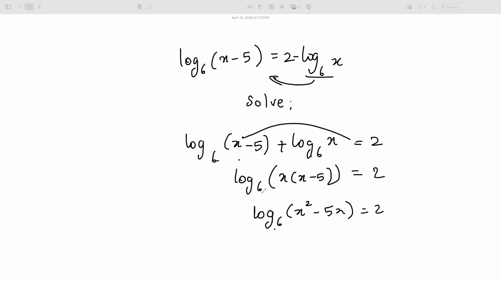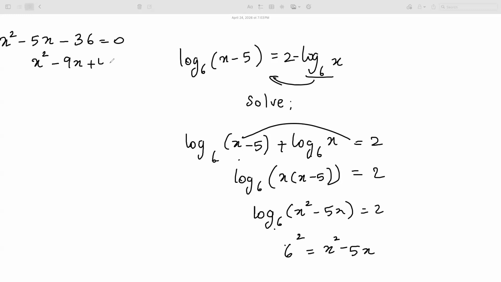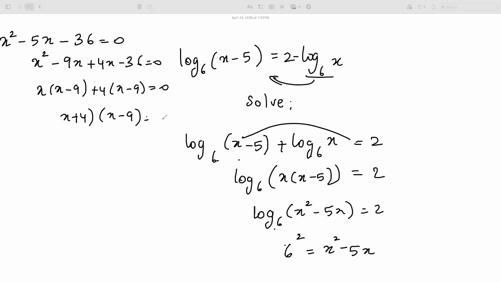Now this is base 6, right? What do I do? I can write it as an exponential function. So the base is the same. So 6 to the power of 2 will be equal to x squared minus 5x, correct? When I convert it to an exponential function, that's what happens. So x squared minus 5x minus 36 will be equal to 0. 9 and 4, right? x squared minus 9x plus 4x minus 36 equals 0. x times (x minus 9) plus 4 times (x minus 9) equals 0. (x plus 4)(x minus 9) equals 0. x will be equal to minus 4, x will be equal to 9.